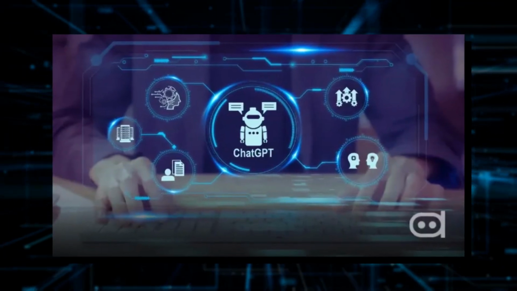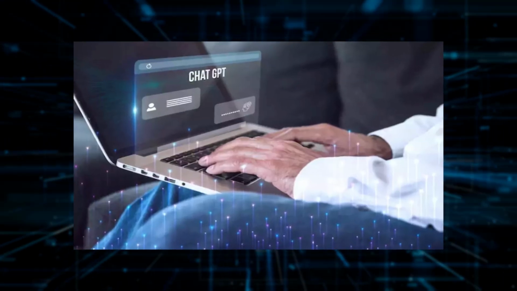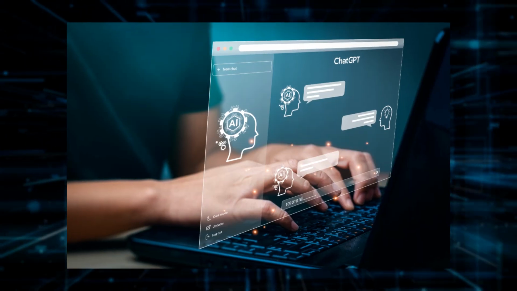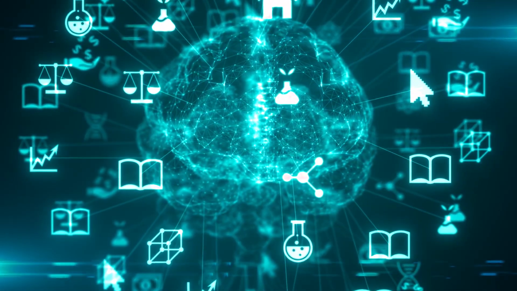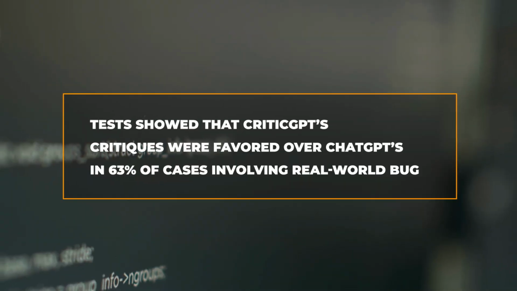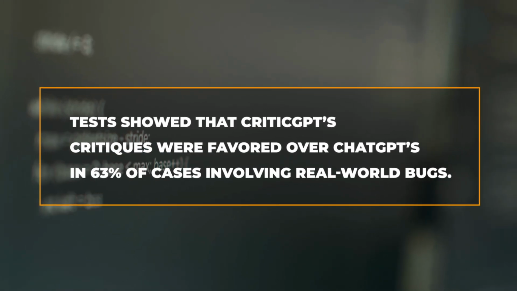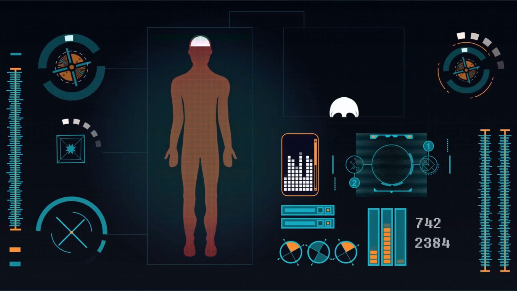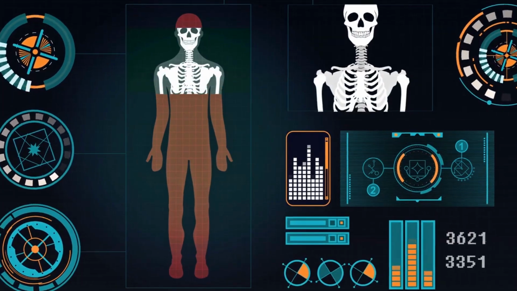CriticGPT training mirrored ChatGPT's, but with a key difference. Researchers introduced deliberate errors into code generated by ChatGPT. They then provided feedback on these errors, allowing CriticGPT to learn how to identify and critique mistakes more effectively. Tests showed that CriticGPT's critiques were favored over ChatGPT's in 63% of cases involving real-world bugs. This suggests CriticGPT's ability to surpass human-trained models in pinpointing errors.